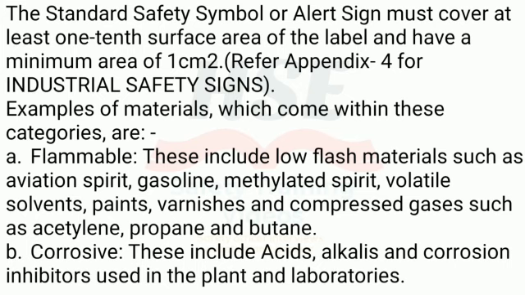The standard safety symbol or alert sign must cover at least 1/10 surface area of the label and have a minimum area of 1 square centimeter. Refer Appendix 4 for industrial safety signs. Examples of materials, which come within these categories, are: A. Flammable. These include low-flash materials such as aviation spirit, gasoline, methylated spirit, volatile solvents, paints, varnishes and compressed gases such as acetylene, propane and butane.